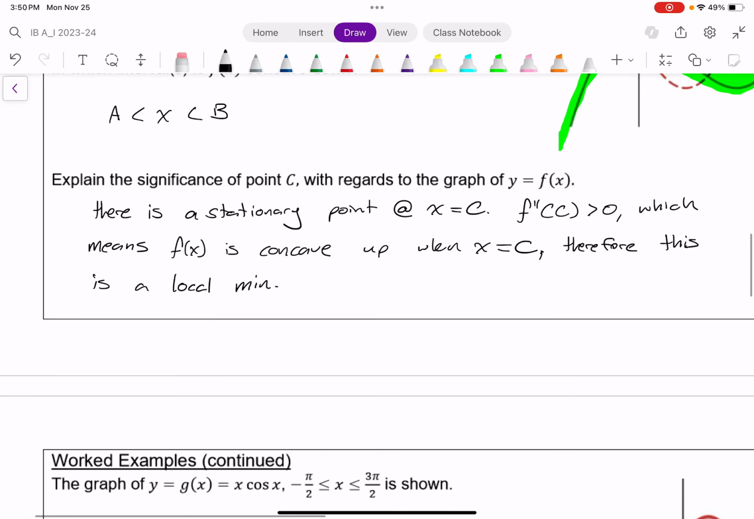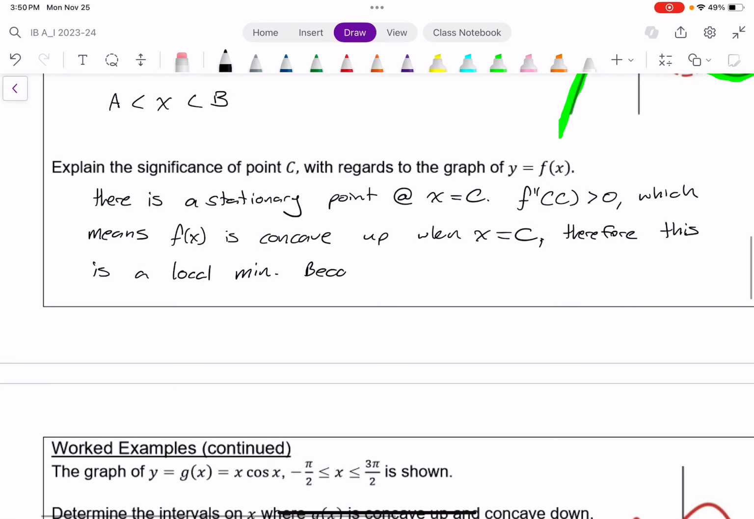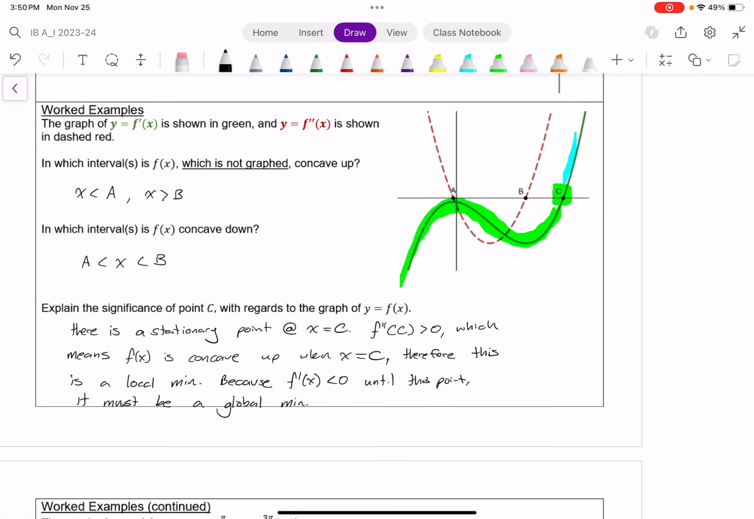And so finally I can say, because the derivative of x is less than 0 until this point, I'll just say it must be a global minimum. And I'm just getting kind of tired of writing, but I've already stated it, not only because it's less than 0 before that point, but also because after that point, it's always greater than 0.